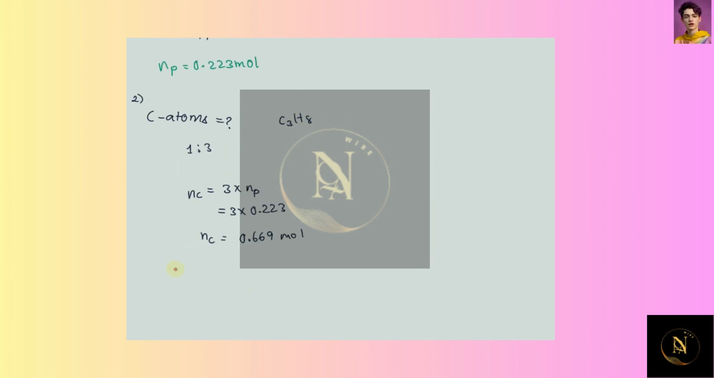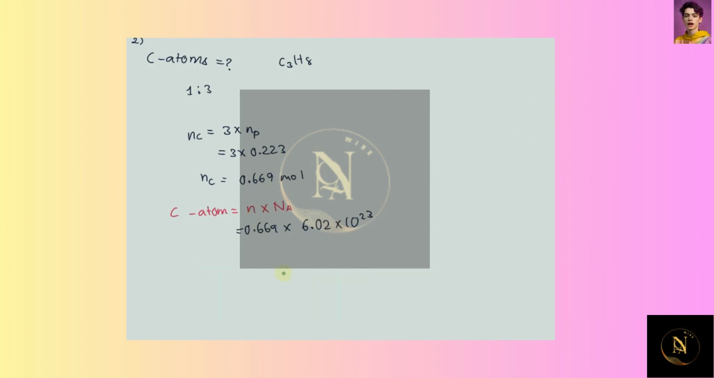Using this, we can find out the number of carbon atoms. The number of carbon atoms is given by the formula number of moles into Avogadro number. Substituting the values, that is 0.669 into Avogadro number, which is 6.02 into 10 to the power 23. On solving this, we will get the number of carbon atoms will be equal to 4.029 into 10 to the power 23 atoms.